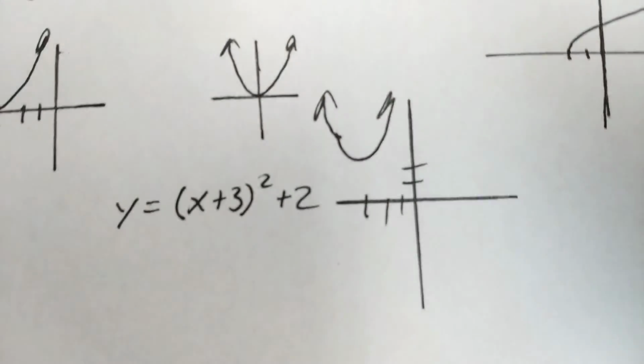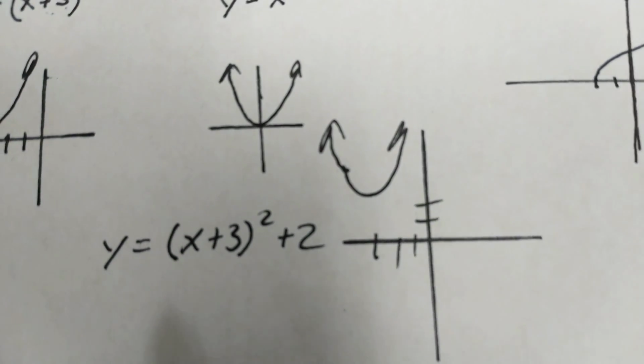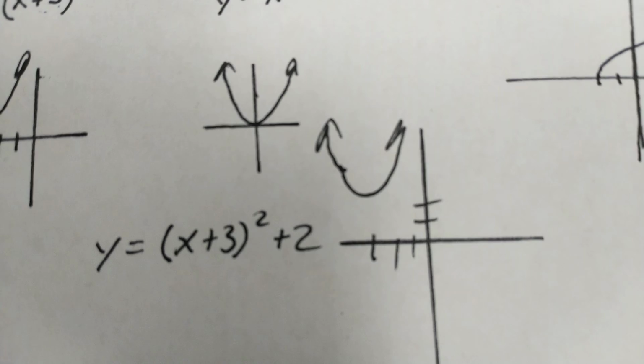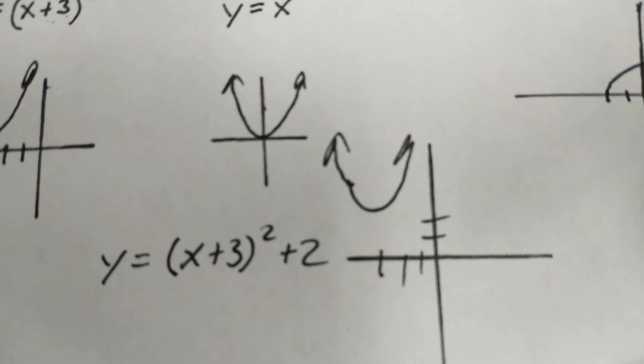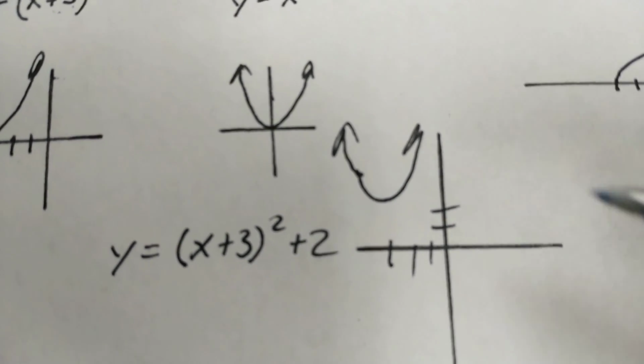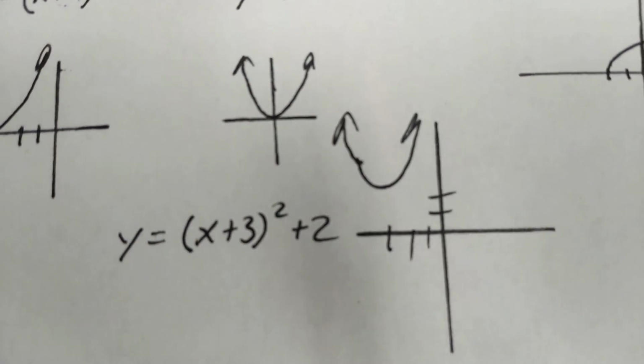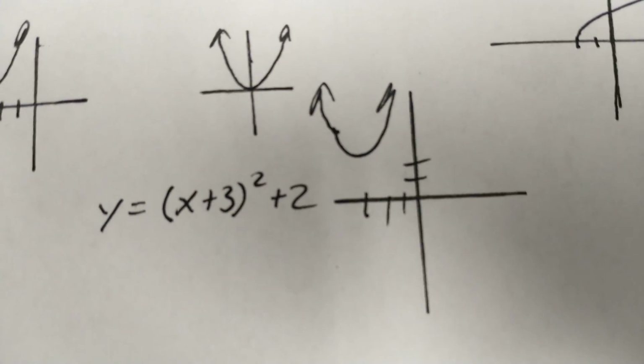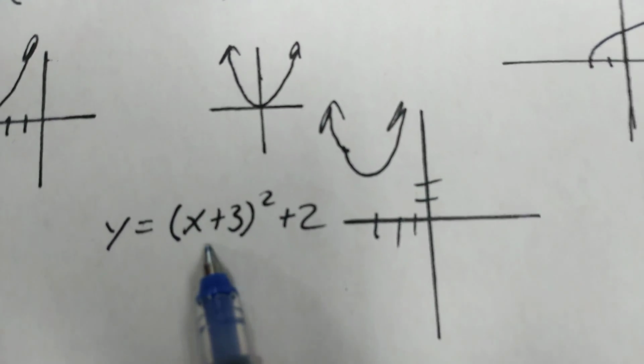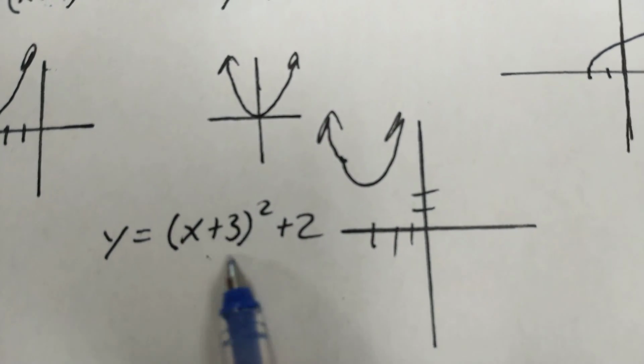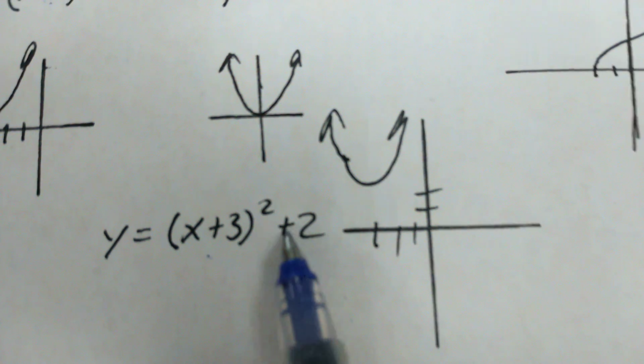I'll go ahead and look at a combination of that with this graph here, y equals x plus 3 squared plus 2. This is going to move it up 2 and left 3. Now the important thing you want to realize with translations is that this sign here is saying this is moving it left, this is moving it up.